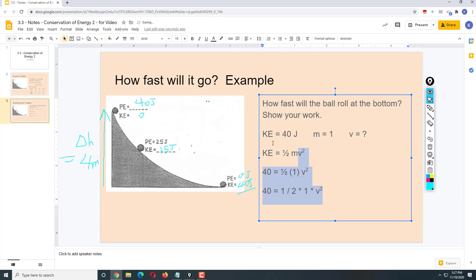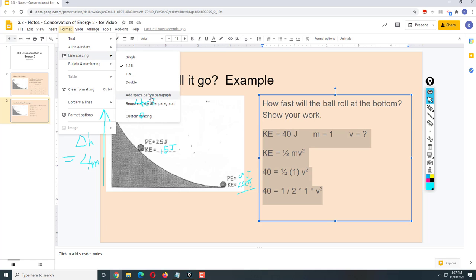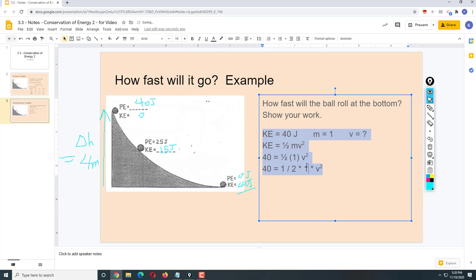Okay. Let's give ourselves a little bit more space. I go line spacing, I go remove space after paragraph. 1 divided by 2 times 1. There are a few ways of doing it. One way of doing this is just calculate it out, that's 0.5. And then you can divide both sides by 0.5. That's one way of doing it.